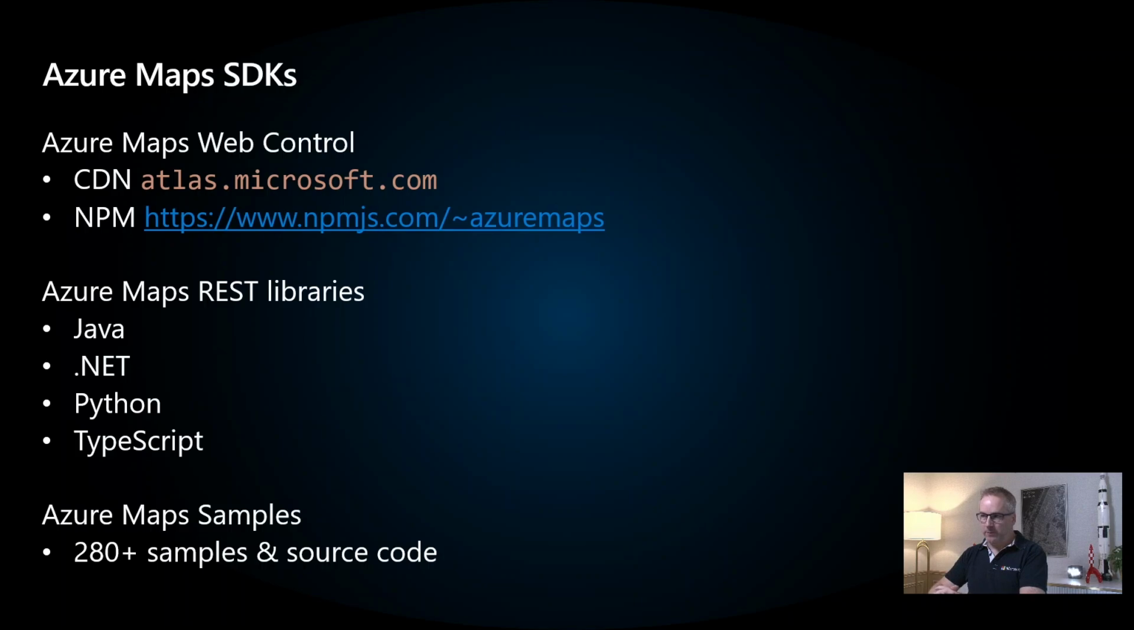Or you can use the NPM packages if you want to use a more controlled way of embedding the Azure Maps web control in your solution. If you don't need a map but just want to use the REST SDKs directly, you can use one of our REST SDKs, which we have available for Java, .NET, Python and TypeScript. And of course, what I already showed you, we have the Azure Maps sample website that can be used as a starter template to get you up and running really quickly.